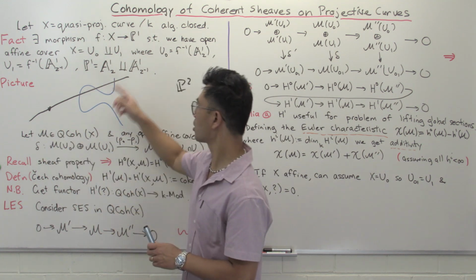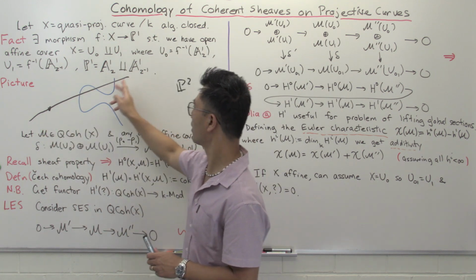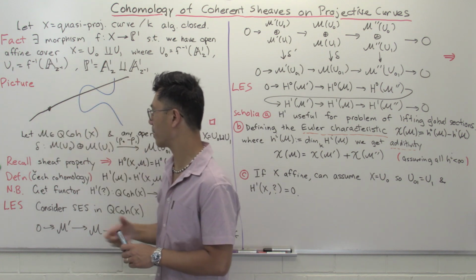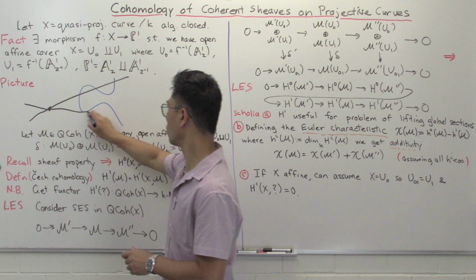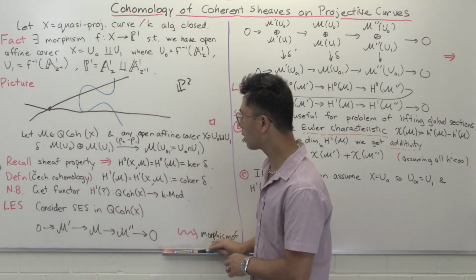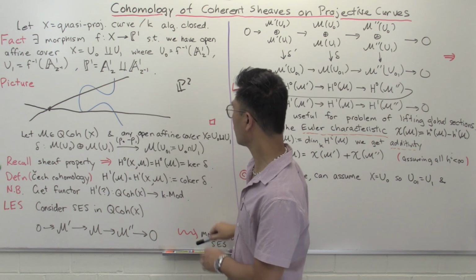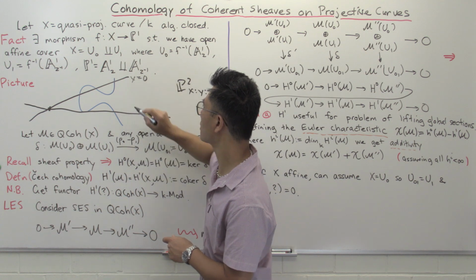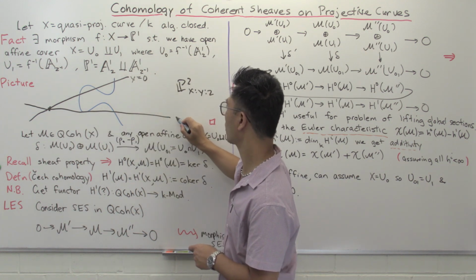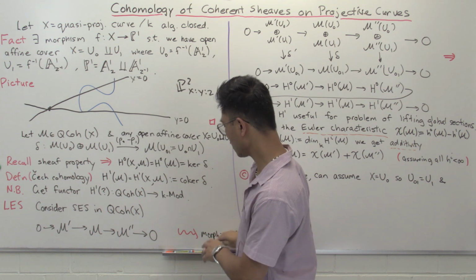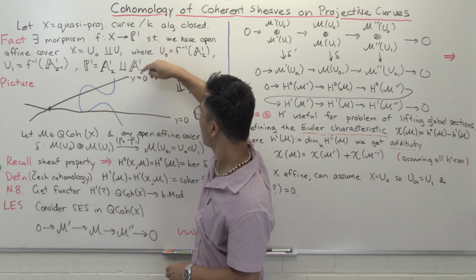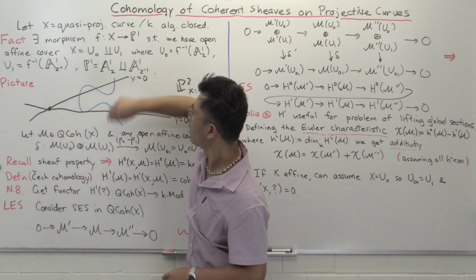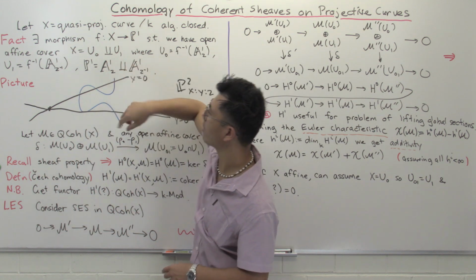You can always think of this, by changing coordinates on P2, as one of the coordinates being 0, and another coordinate being 0. So X, Y, and Z are the homogeneous coordinates, and you can remove X equals 0 and say Y equals 0 here. The complement of X equals 0 is an affine plane, and so the complement of the blue curve there is an affine curve.